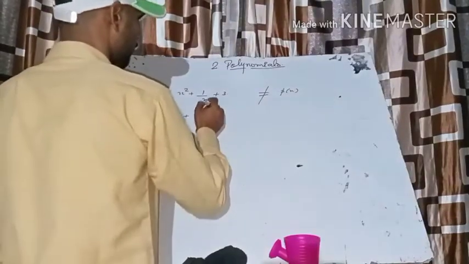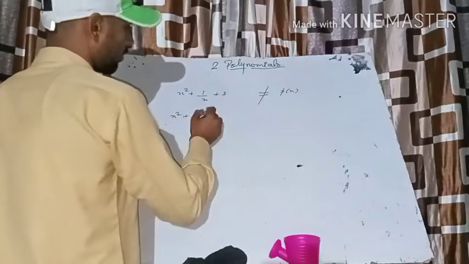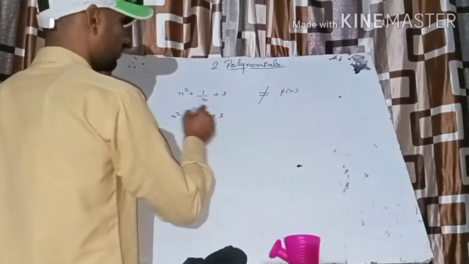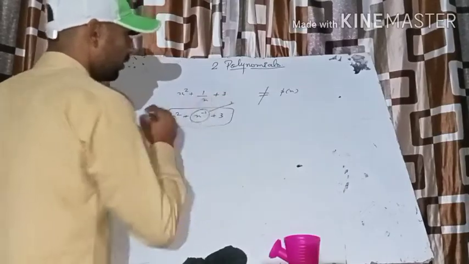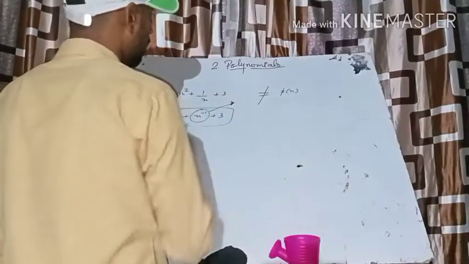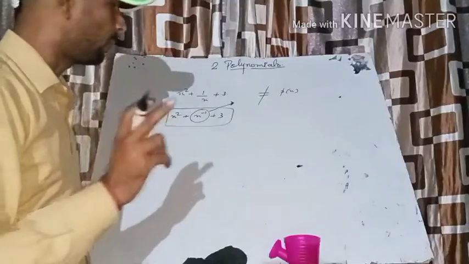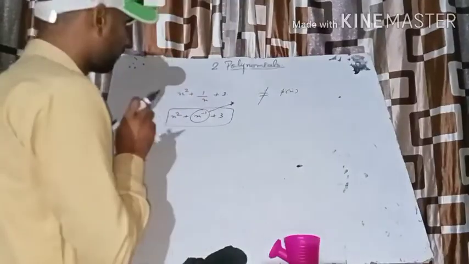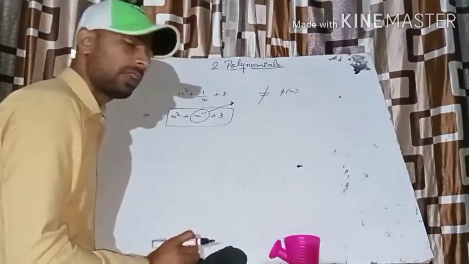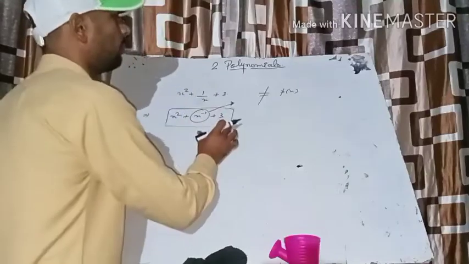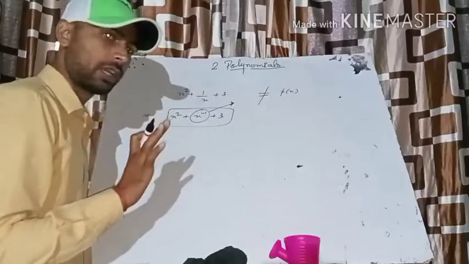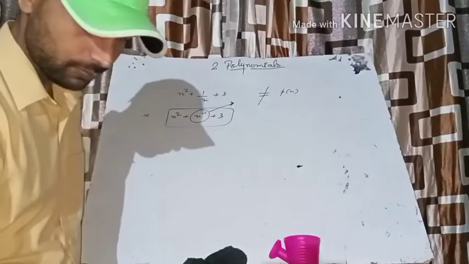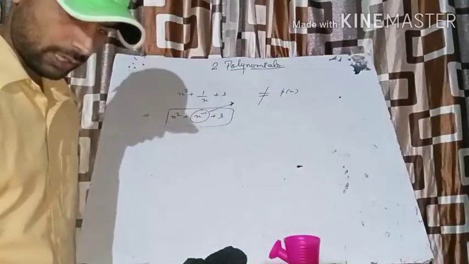Okay, how can we write like this? x minus 1 plus 1. So here you will see that the power of that variable must be a whole number. If the power of that variable is a whole number, then only it will be your polynomial. Otherwise, it will never be a polynomial. Clear? Got it? Now see again. Let's take one more example.